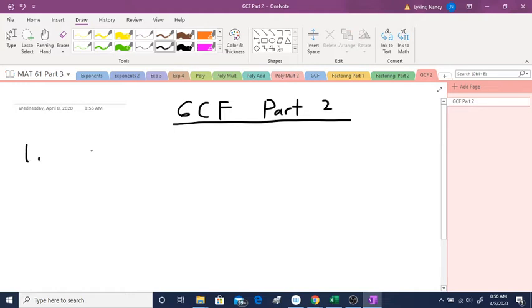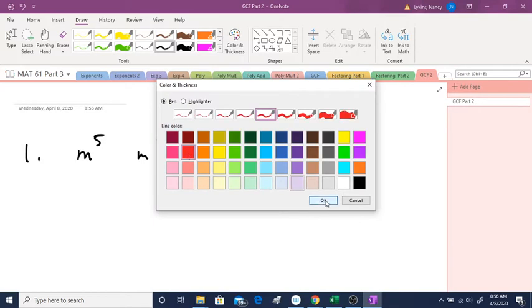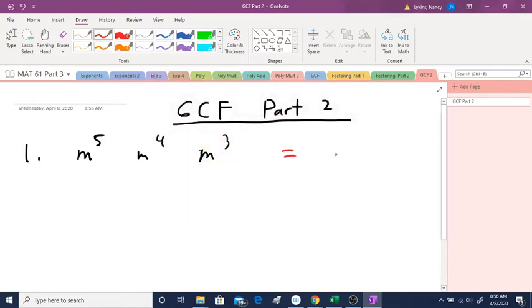So for my first example, I'm going to use m to the fifth power, m to the fourth power, and finally, m to the third power. Now, I'm asking what's the greatest common factor. Well, the only thing I can see is an m, so I know they have m in common. But the question is, how many m's do we have?